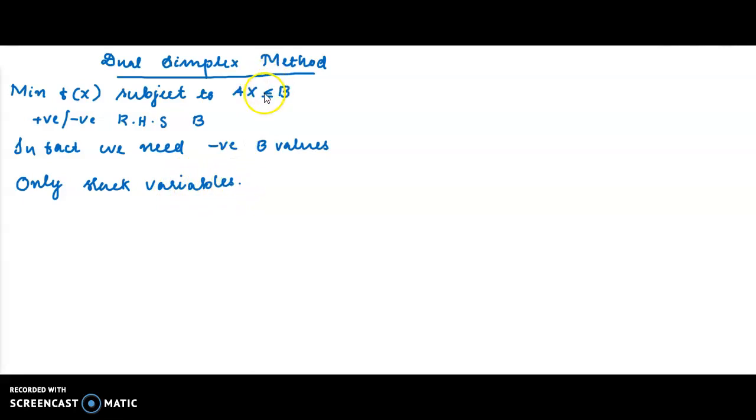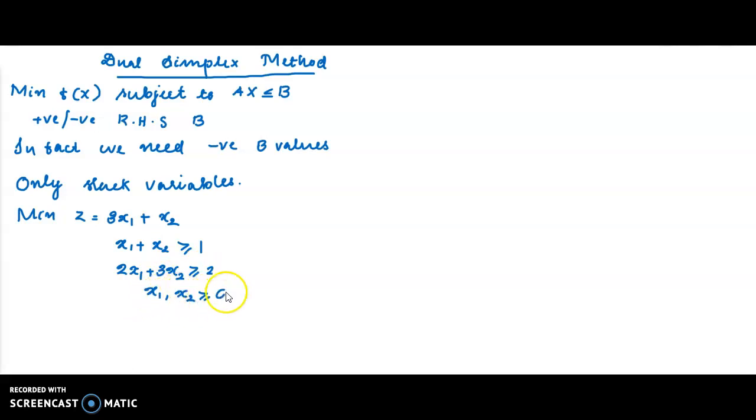Since we have only less than or equal to constraints. For example, consider the problem: minimize z equal to 3x1 plus x2, subject to x1 plus x2 greater than or equal to 1, 2x1 plus 3x2 greater than or equal to 2, x1, x2 greater than or equal to 0.